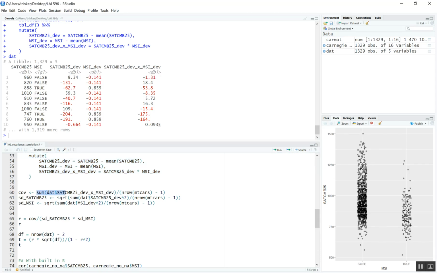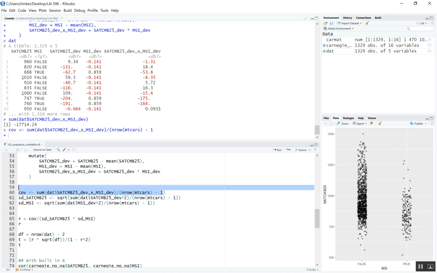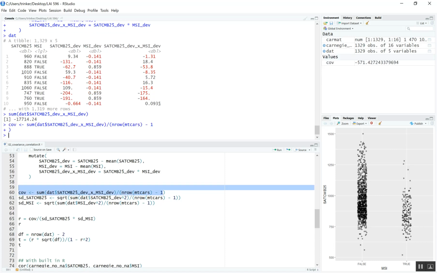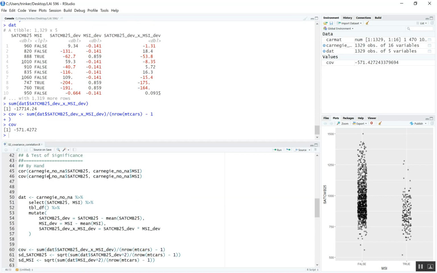And here we have that sum of all those deviances, or co-deviates, I guess we'll call it. That's not really a word. This column here where we multiply the deviation of the SATs times the deviation of MSI, and we sum that all together, right? And we divide that by n minus 1, and that gives us our covariance. And let's go ahead and see how that compares up above.